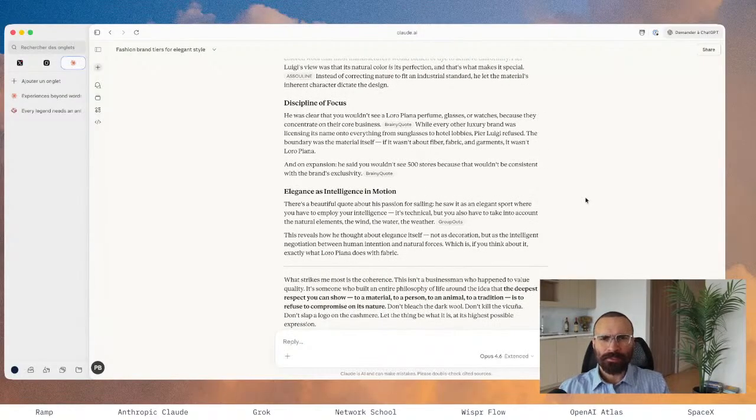Discipline of focus. You wouldn't see a Loro Piana perfume. Oh no, I think I've seen Loro Piana perfume. Glosses or watches.